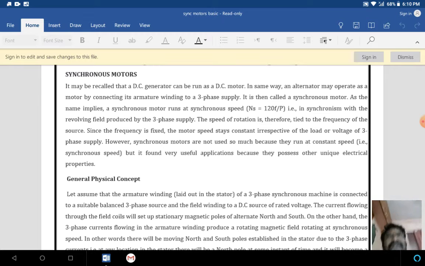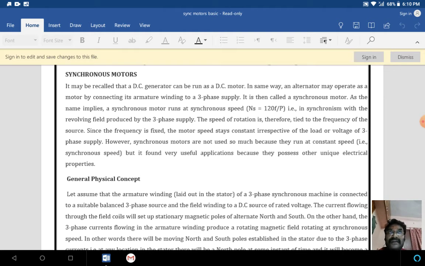All motors have two parts: one is the stator and the other is the rotor. If the speed of the stator and the speed of the rotor are equal, or synchronized, then that type of motor is called a synchronous motor. You can ask the question: the rotor is a rotating part and the stator is a static part, then how can both speeds be equal?